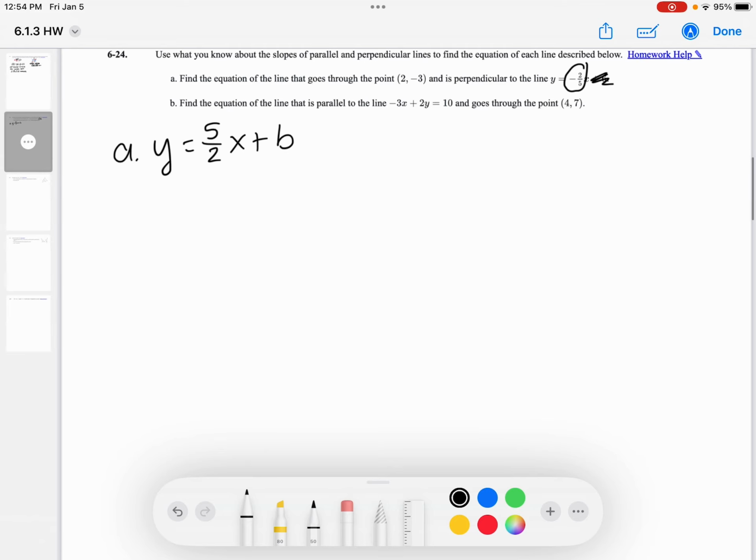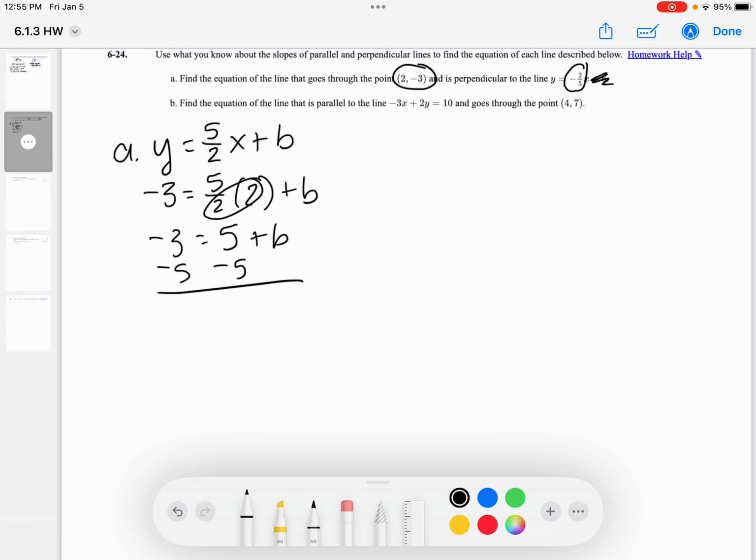And the way we're going to find the y-intercept is we're going to plug that point in for our y and x values. So -3 equals 5/2 times 2 plus b. Okay, and I can put this in my calculator, or I can notice that these twos are going to make a giant 1. So we get -3 equals 5 plus b. I'll subtract the 5. I find that b equals -8, and I put it all together to find that my equation is y equals 5/2 x minus 8.